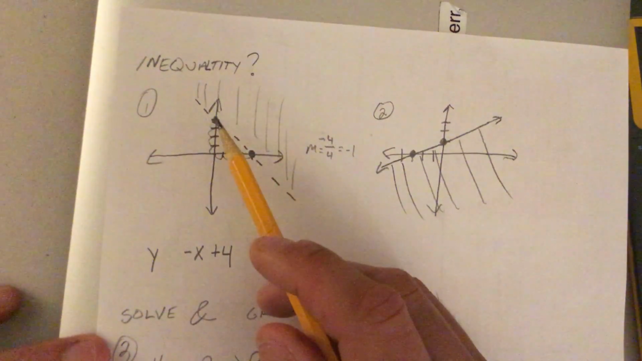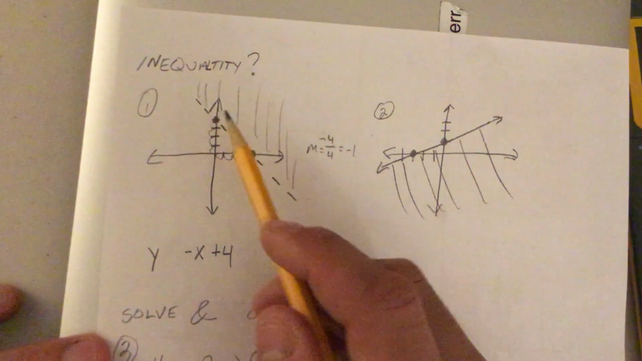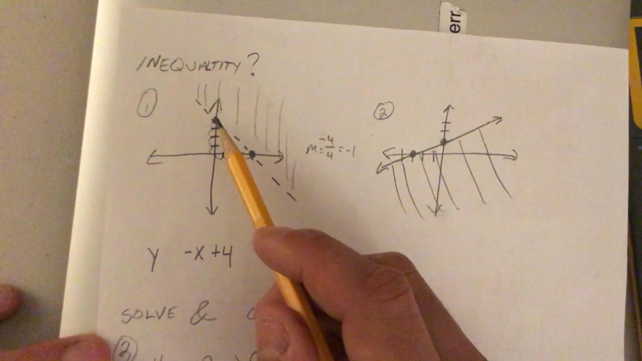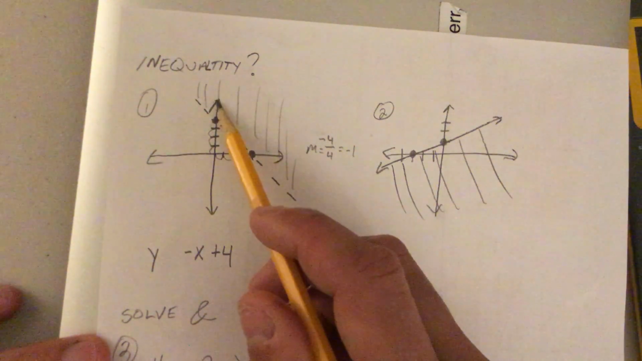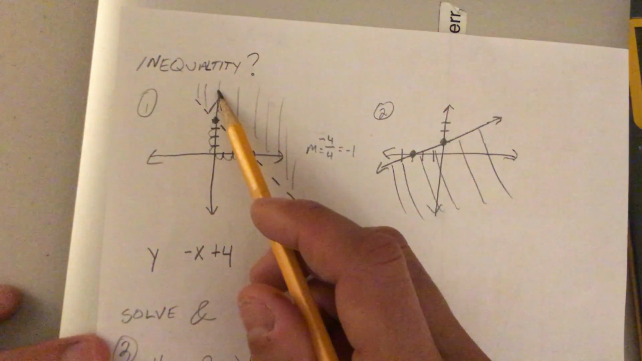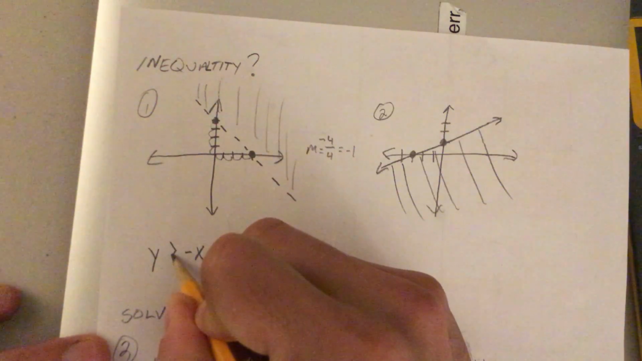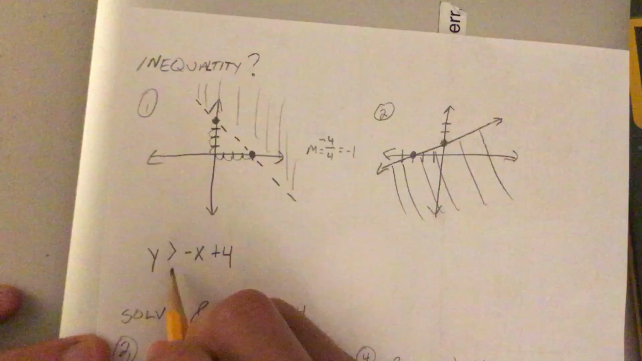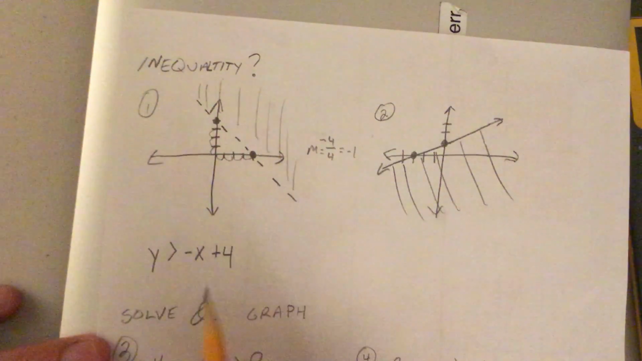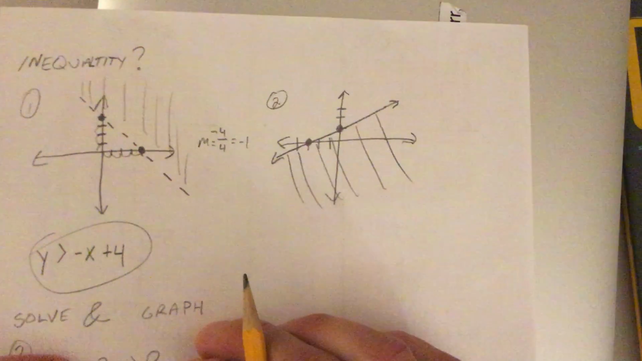And then I look at the shading. Well, everything here is shaded above my line. Specifically, look at the y-intercept. Here, the values that are shaded are greater than 4, 5, 6, 7. You get the idea. So this is greater than, y is greater than -x plus 4. And once again, there's no line there because it was dotted. Okay? Good to go. Numero dos.